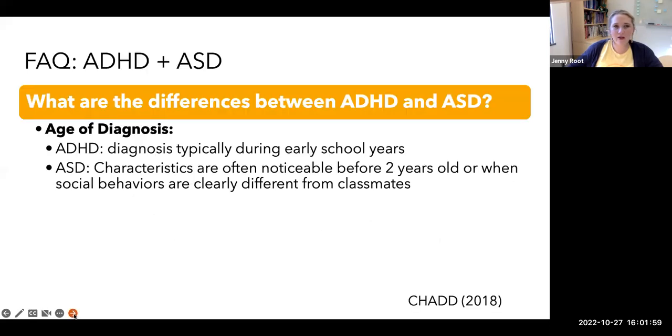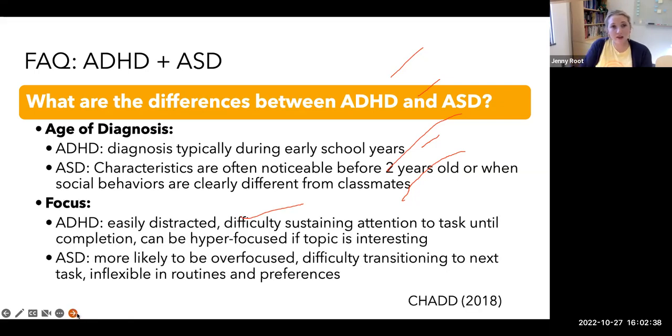So I want to then think about, because there's a lot of overlap between ADHD and autism. So I often get asked, like, what's the difference? One difference is the age of diagnosis. So ADHD diagnosis typically waits until the school years, though characteristics are often noticeable before 2 years old. In autism, though, most often, certainly if those individuals only have some social difficulties, it might wait until school age.